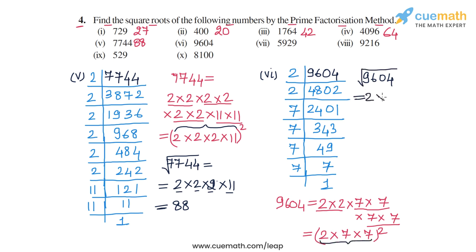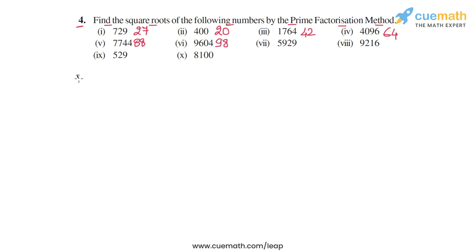So this is 2 into 7 into 7, and this is 2 into 7 is 14. 14 into 7 is 98. So the square root of 9604 is equal to 98. That is the answer for part 6. In part 7, we have the number 5929. This number is not even, so not divisible by 2.